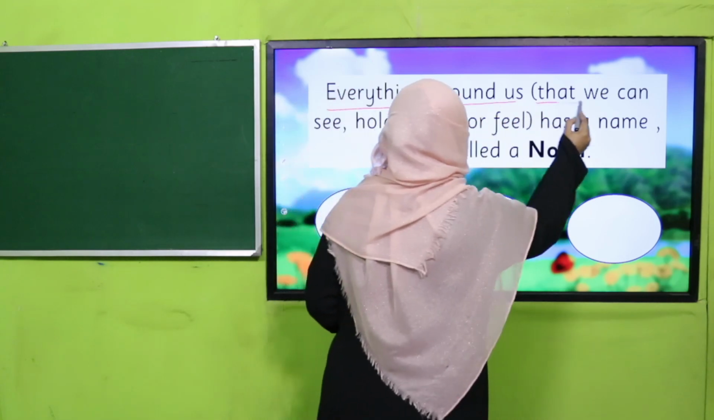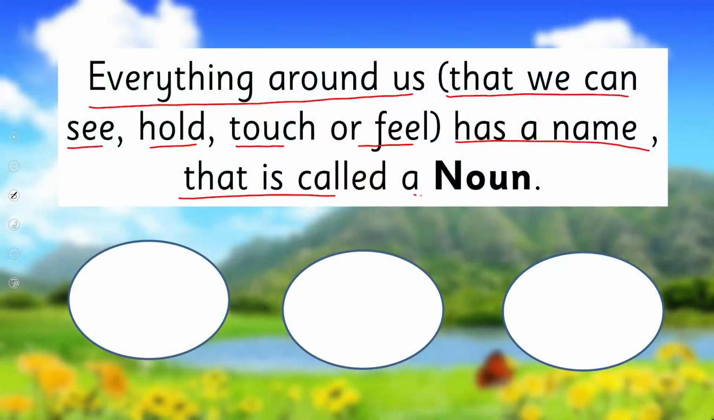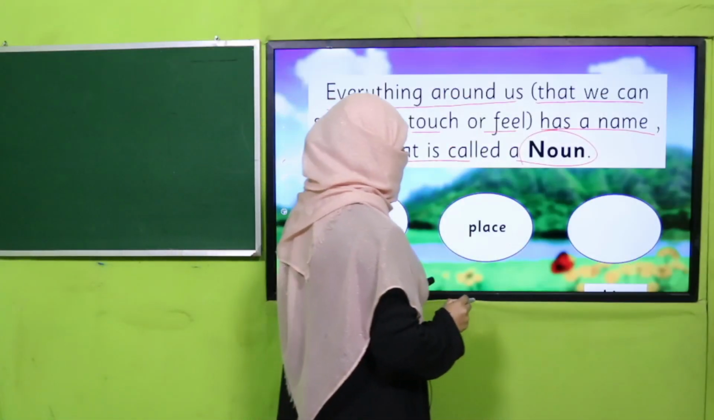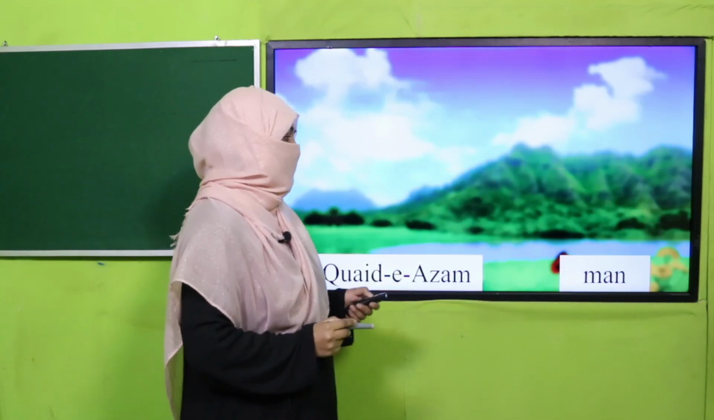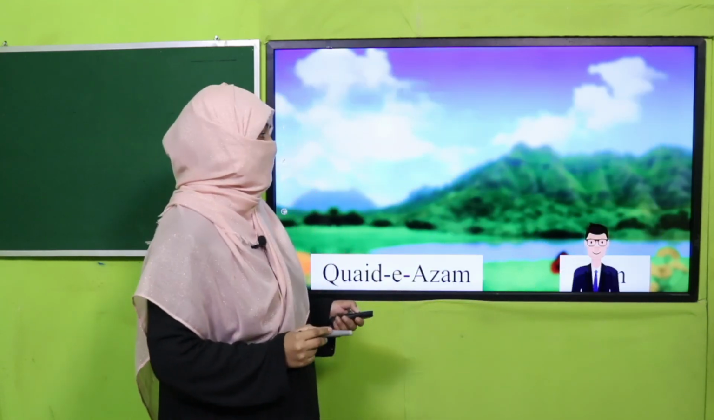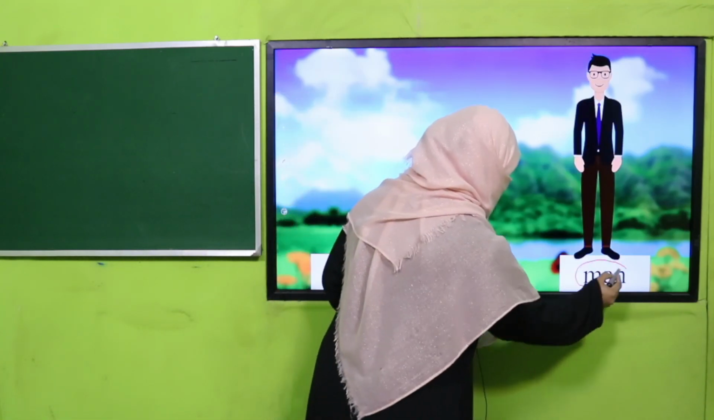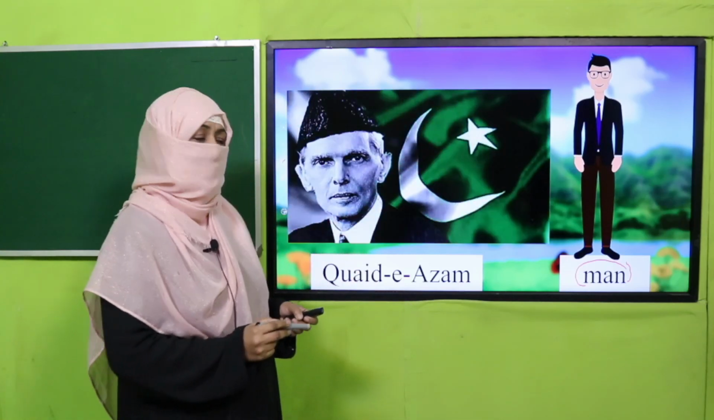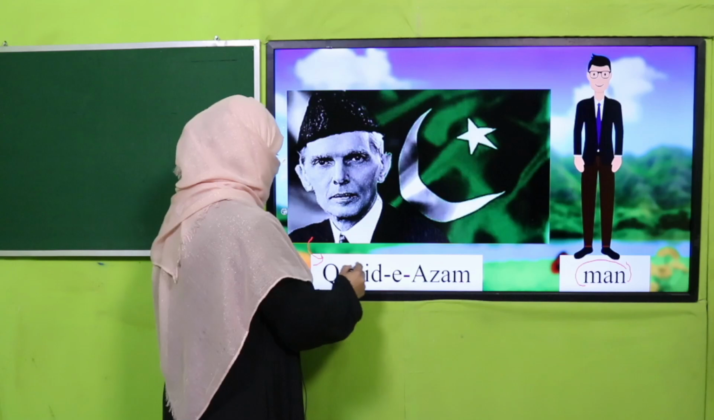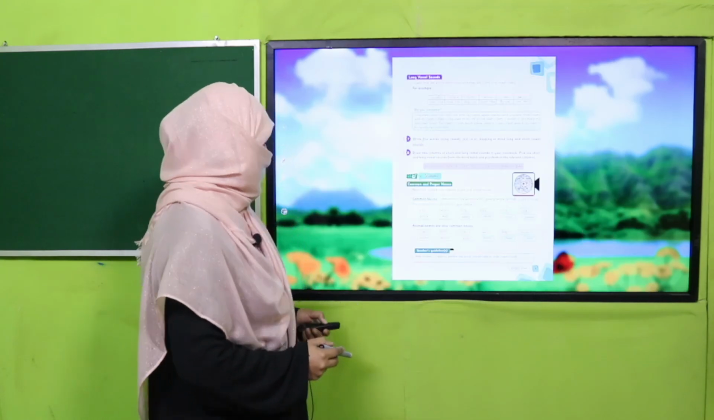Everything around us that we can see, hold, touch, or feel has a name, and that is called a noun. And this noun refers to a person, place, or thing, and thing includes a lot of things we already know. And when a noun refers to a person in general, that is called a common noun, man. But when I say Qaid-e-Azam, it refers to a specific person. That's why it's called a proper noun. This we already know. So let's see what your book says about it.